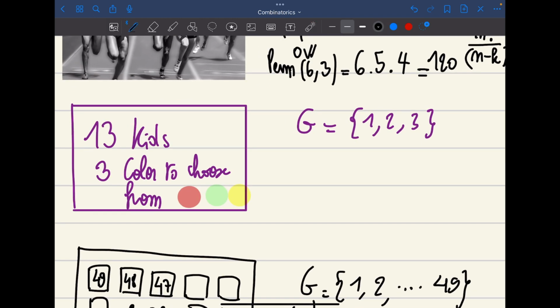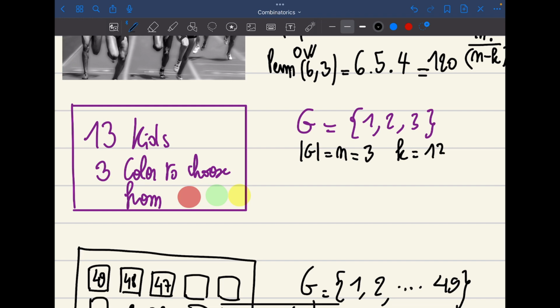Let's say we have 13 kids, and we ask each kid to take 3 colors. They can choose many times the same color. For example, a kid can choose 3 times the color red. I want to know how many possibilities there are in total. We start with the same: cardinal of j equal to n, which is equal to 3. And now we have k equal to 13.